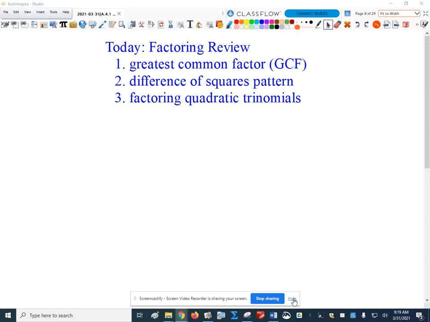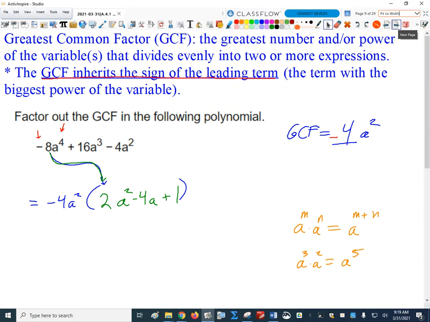We were talking about greatest common factors, right? So we kind of left off on this problem, about factoring out the greatest common factor. It's always the first thing we want to try to do. And I told you how the greatest common factor should inherit the sign of the leading term, right?